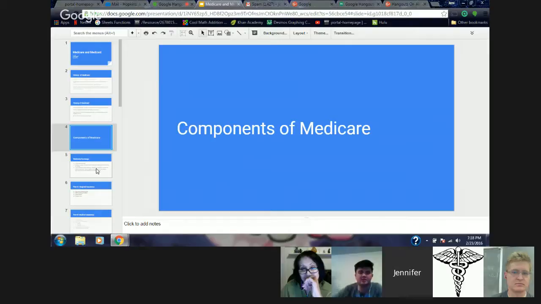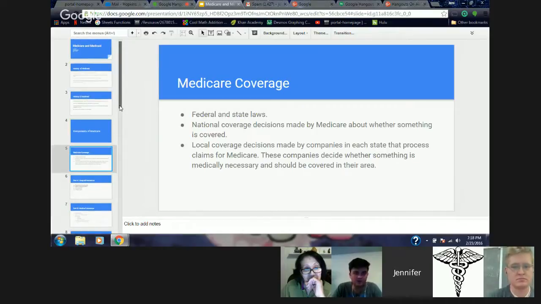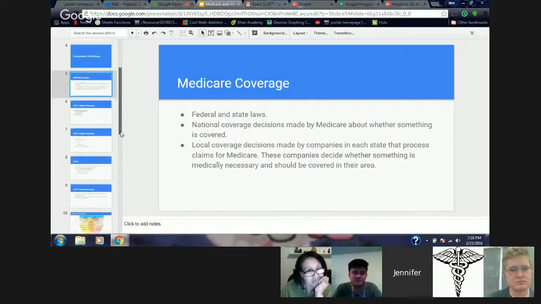All right, so now we're going to get into the components of Medicare. If we go down to the next slide, Medicare is broken down into parts A, B, C, and D. The coverage that you get with Medicare is going to depend on three factors. There are federal and state laws, national coverage decisions made by Medicare on what's covered, and also local decisions made by companies in each state that process the Medicare claims. That's going to determine what's going to be covered by your Medicare service.